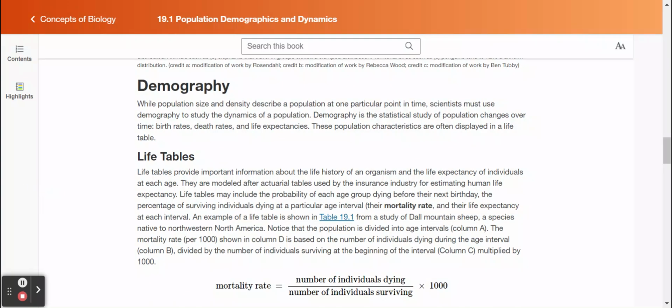Demography. While population size and density describe a population at one particular point in time, scientists must use demography to study the dynamics of a population. Demography is the statistical study of how a population changes over time: birth rates, death rates, and life expectancies. These population characteristics are often displayed in a life table.